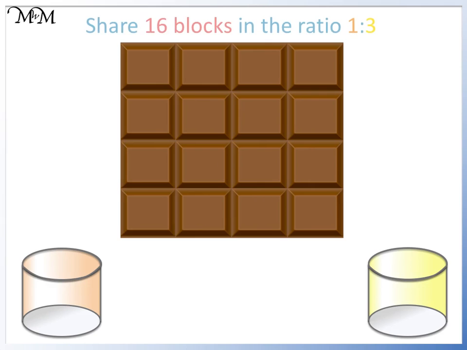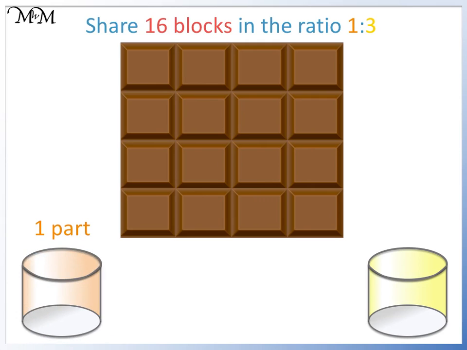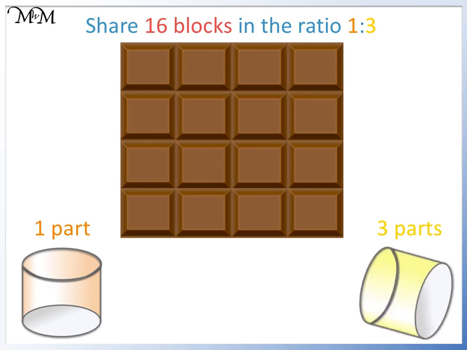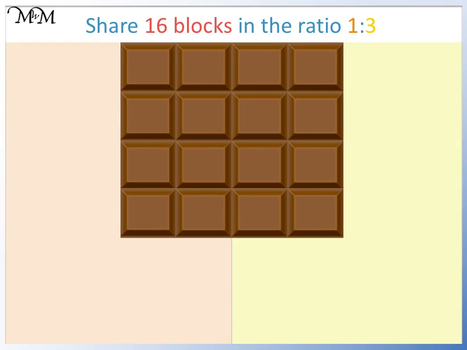We must share the chocolate in the ratio 1:3. This means that for every 1 part we place in the orange pot, we place 3 parts in the yellow pot. We divide the chocolate like so.